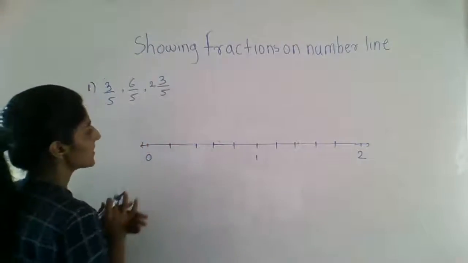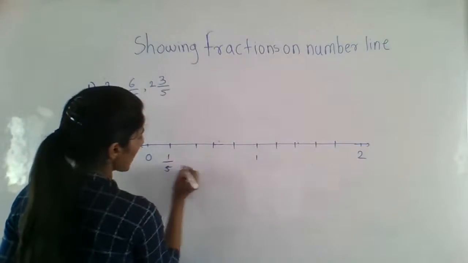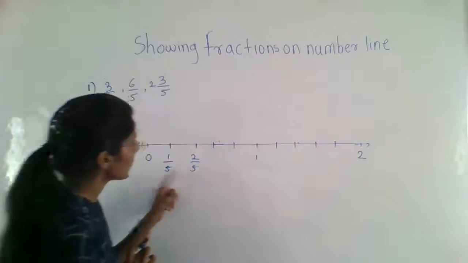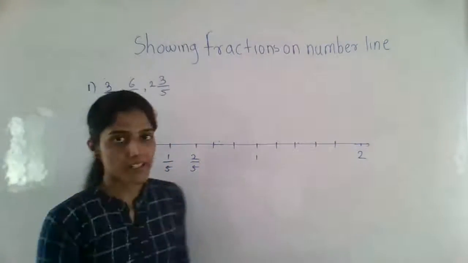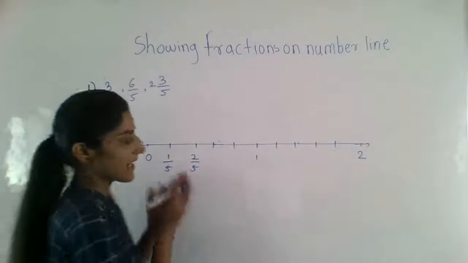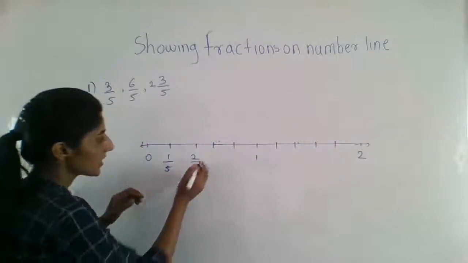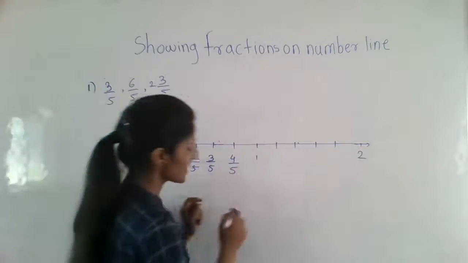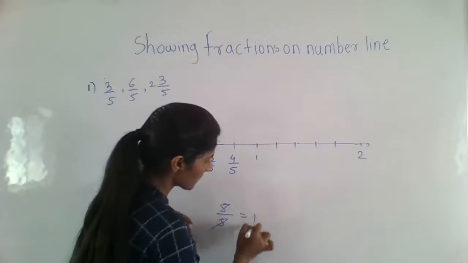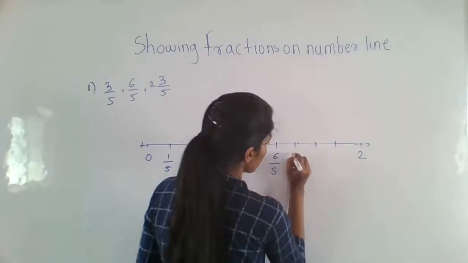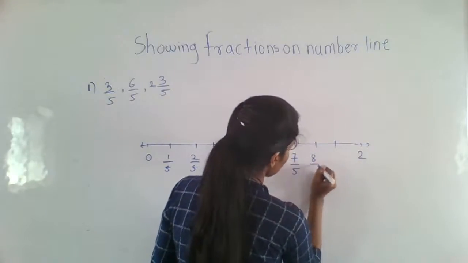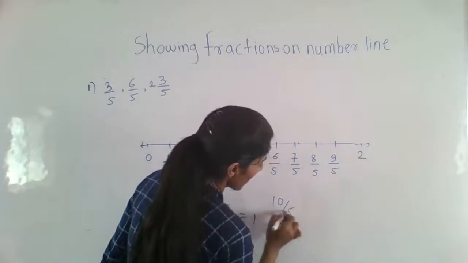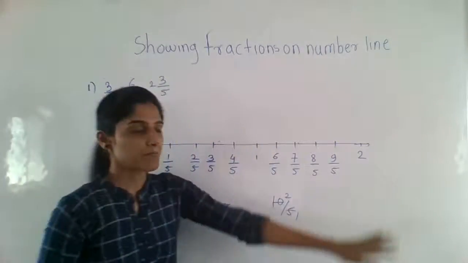So let's number it. So here 1 by 5, 2 by 5. Why 2 by 5? Because the first unit is divided into 5 parts and 1, 2. Here we will start the numbering. That is the second part of the fifth unit. Here 3 by 5, 4 by 5. And we know that 5 by 5 is 1. Here 6 by 5, 7 by 5, 8 by 5, 9 by 5. And next that is 10 by 5. 5 1s are 5, 5 2s are 10. Here 2 is written.